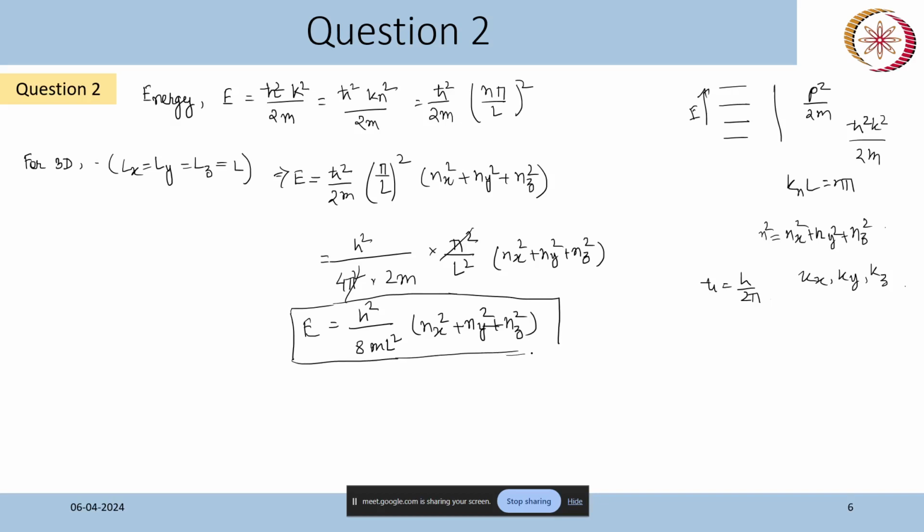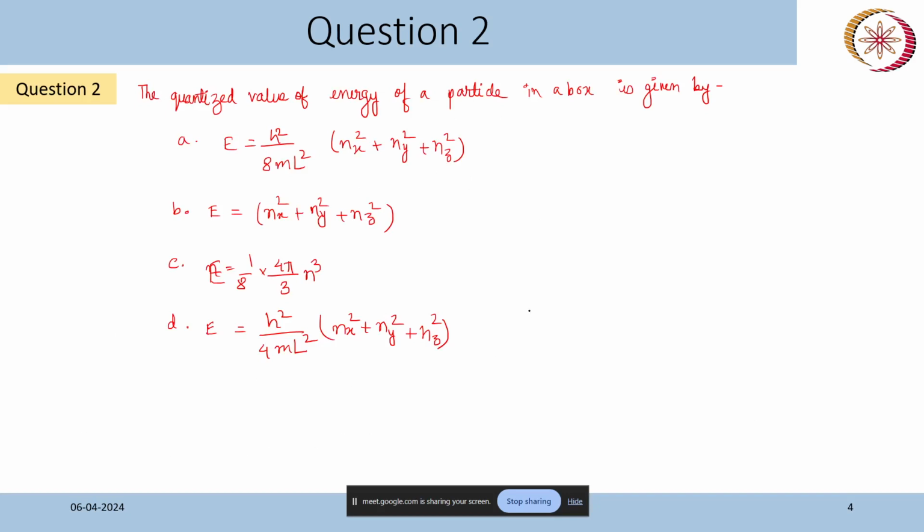Now the particle will have different values of energies based on these quantum numbers nx, ny, nz. So this is the expression for the quantized energy level in a 3D box. So the answer is A: E equal to h square by 8 m L square, nx square plus ny square plus nz square.